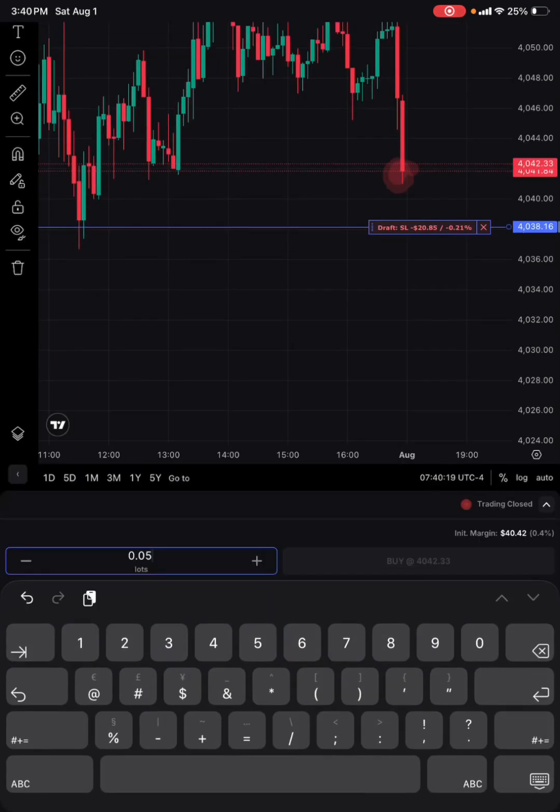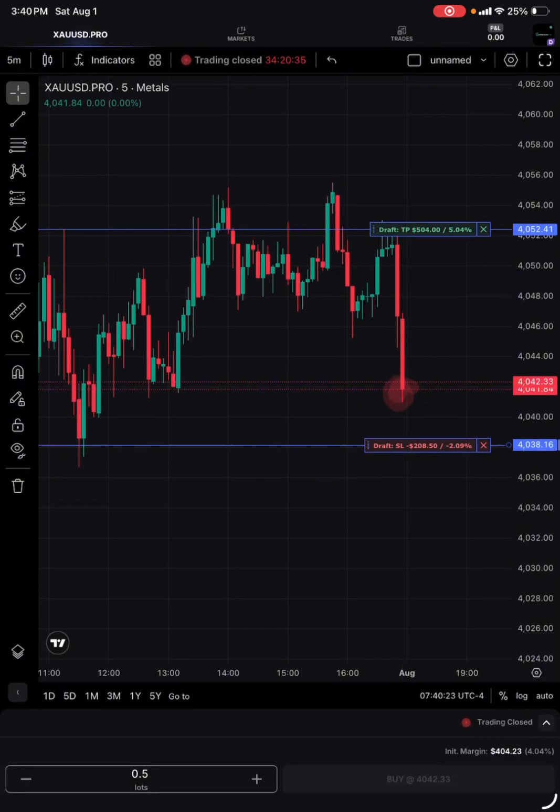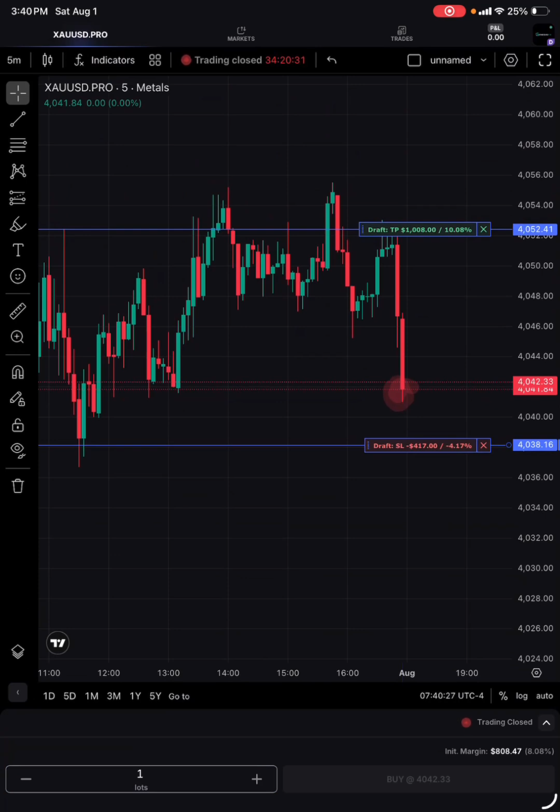So look, if I go up to 0.50, I'm risking 200 to make 500. If I go to a one lot, I'm risking 400 to make 1,000. Same thing, two lot, risking 800 to make 2,000. That's life-changing money, but you have to realize it's the same move. It's not like anything's different. You just are changing that lot size and that reference.